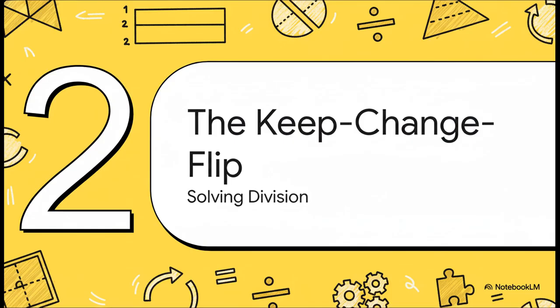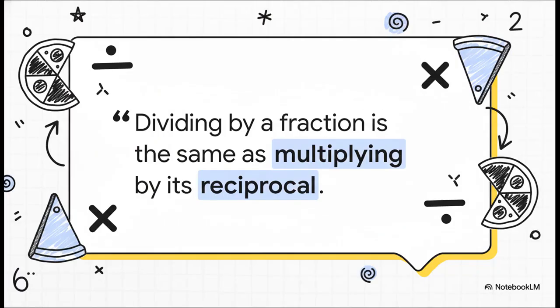Now, I know, it might seem a little intimidating, but there's this fantastic little trick that turns any division problem into a multiplication problem, which, hey, we already know how to solve. So you might be wondering, why does this trick even work? Well, it's all because of a core rule in math. Dividing by a fraction is the exact same thing as multiplying by its reciprocal, and that's just a fancy word for the flipped version of the fraction.